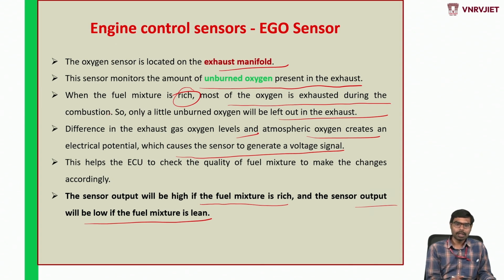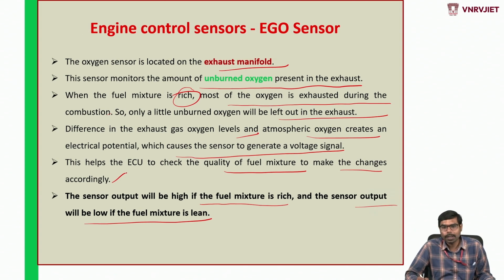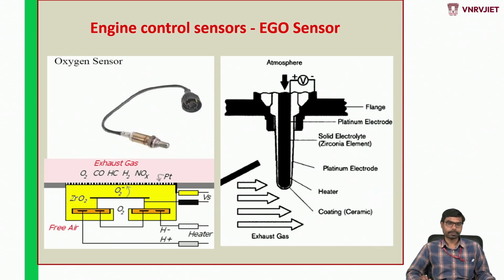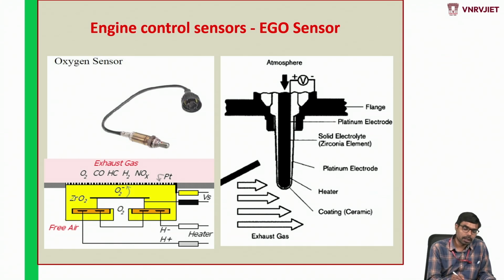So based on this information, check the quality of the fuel mixture to make the changes accordingly. If a rich mixture or a lean mixture is supplied, that is not acceptable here, or maybe acceptable sometimes. For example, when you are operating in the cruise range, we need to ensure that the mixture is in a lean condition. And when you are operating in a power range, then I need a rich mixture. So you need to understand that. Based on that, the ECU will check the quality of the fuel, how much fuel it has to inject. So how it looks, this is basically an oxygen sensor.